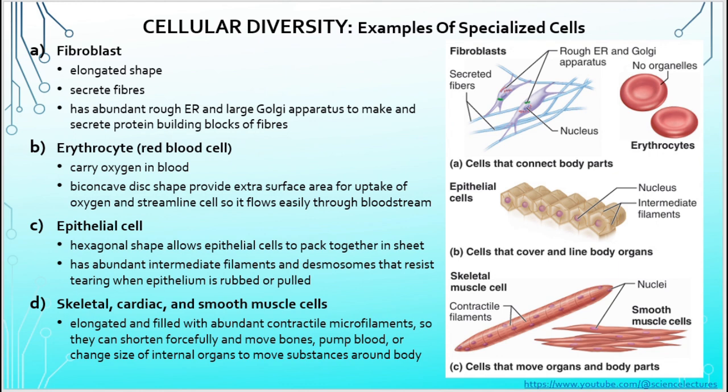Among cells that cover and line body organs is the epithelial cell. The hexagonal shape of this cell is exactly like a cell in a honeycomb of a beehive. This shape allows the epithelial cells to pack together in sheets, one sheet on top of the other. An epithelial cell has abundant intermediate filaments and desmosomes that resist tearing when the epithelium is rubbed or pulled.